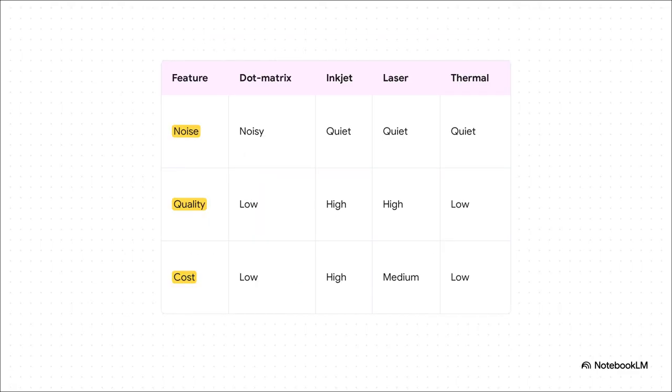So when it comes down to it, choosing a printer is all about trade-offs. If you want amazing quality for photos, you'll probably go with an inkjet. If you need speed and you're printing a ton for an office, laser's the way to go. And for cheap, fast receipts, nothing can beat a thermoprinter. Each one is built for a different job.